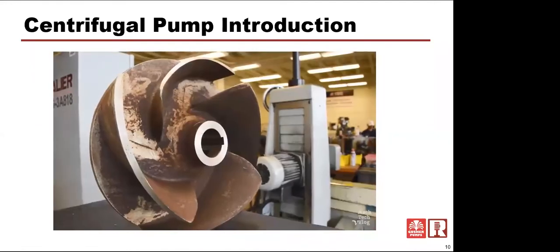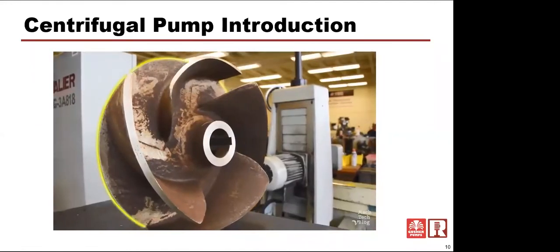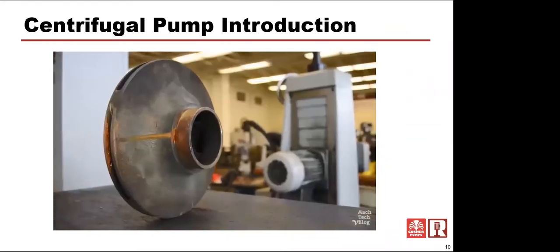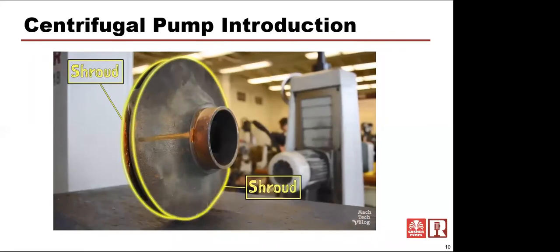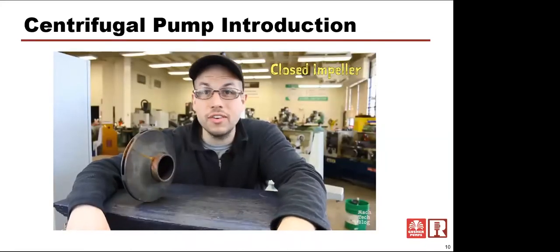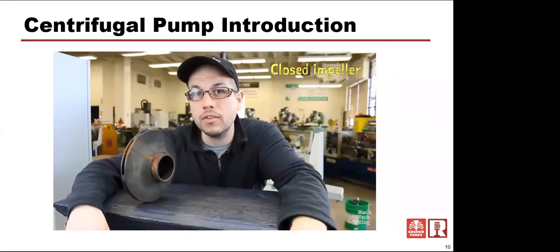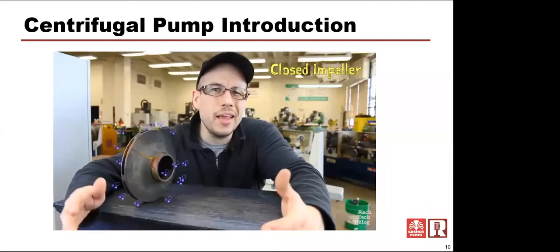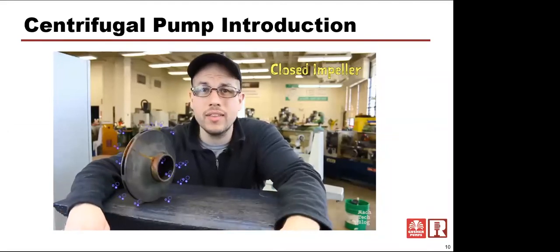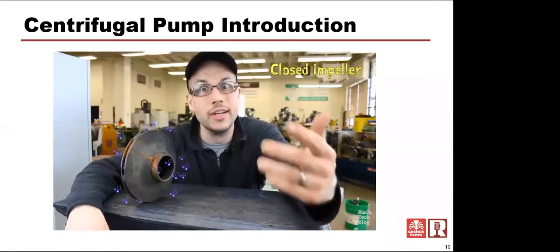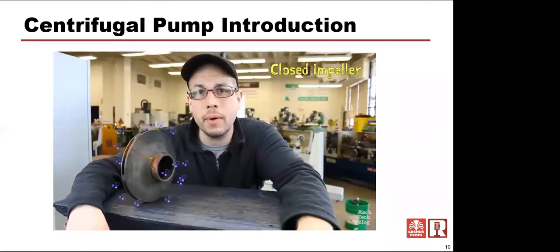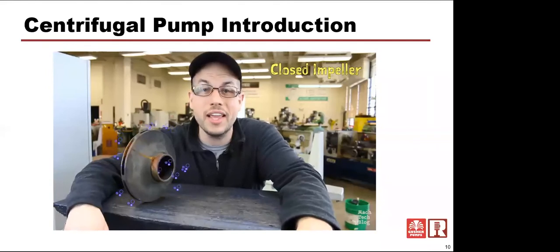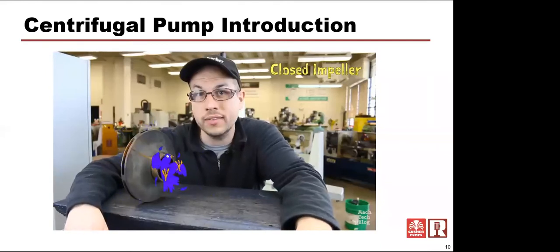If the vanes are mounted on a backing plate called a shroud, then the impeller is a semi-closed impeller. And if the vanes are sandwiched between 2 shrouds, then it's a closed impeller. Closed impellers are more efficient than either semi-closed or open impellers because the fluid is directed through very well-defined pathways. That means that more of the fluid is pumped out into the system and less of it is just recirculated around and around and around inside of the pump. Of course, the trade-off is that they can very easily get clogged with debris.